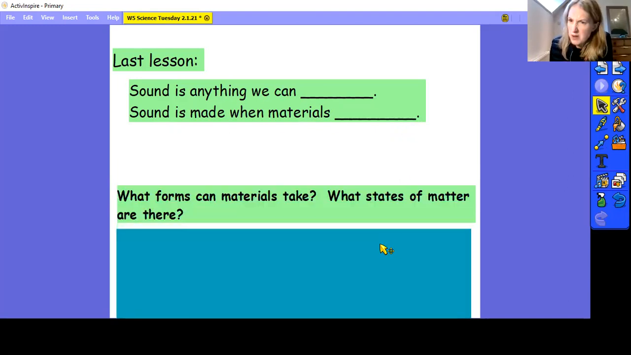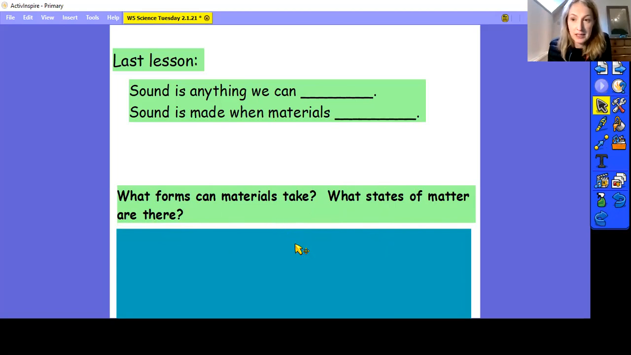So I just thought we'd try and remember back to what forms materials can take. We talked about this a lot before Christmas. So what kind of states of matter are there? Again, if you want to pause the video and see if you can remember, I'll give you a big clue. There are 3 different states of matter. What different forms can materials take?